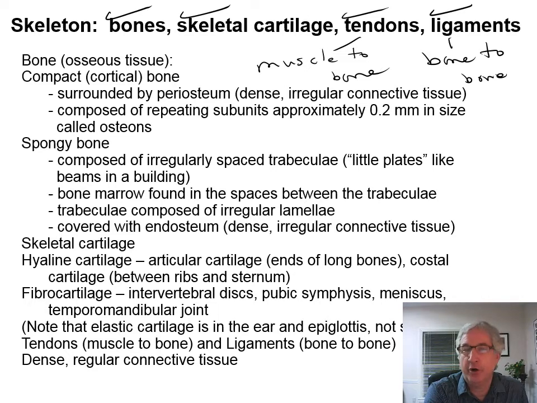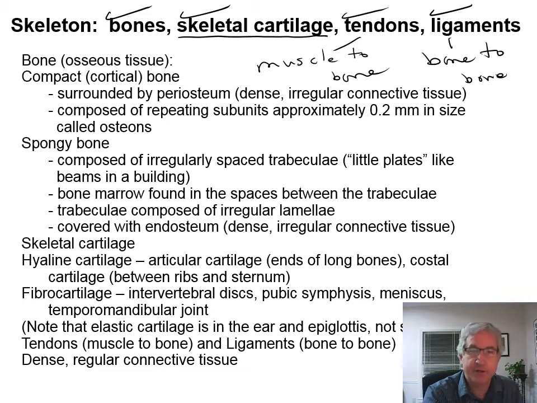Skeletal cartilages are cartilages that are found associated with a skeleton. So it makes it pretty simple. There's cartilage on the ends of bones that helps the bones, when they come together, slide back and forth across each other. There's also cartilage that holds bones together. And we'll learn about those here after a while.